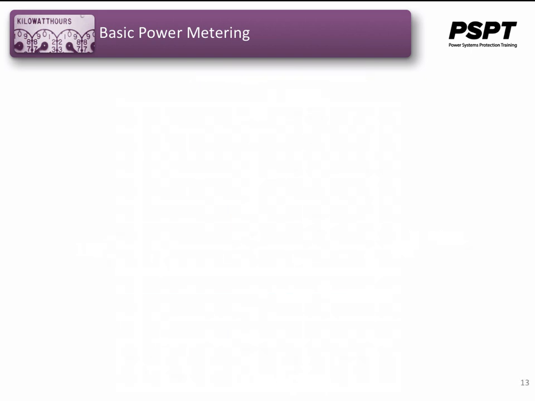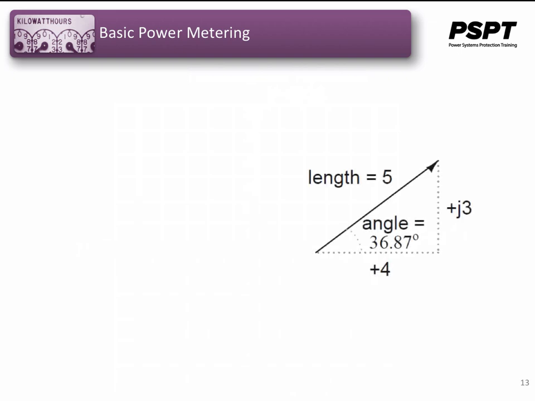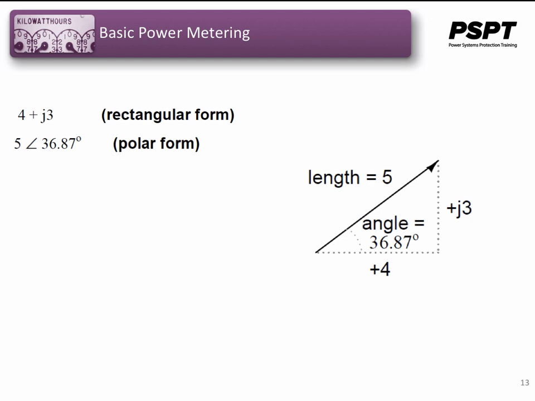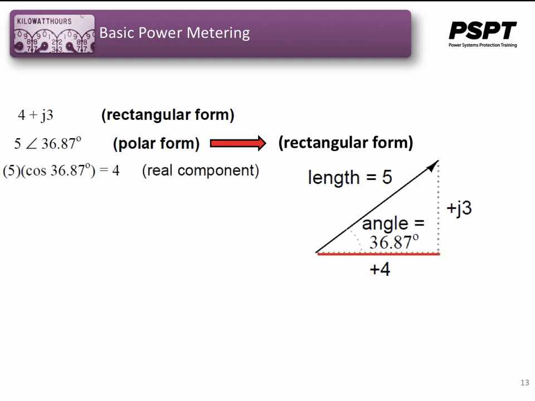Converting from polar to rectangular and vice versa is a very simple process, and it can be demonstrated with this phasor here, and I've described it in both terms, both rectangular and polar form, for convenience. So let's say we have the phasor in polar form, and we want to convert it to rectangular form. So that is, we have 5 at 36.87 degrees, and we want to convert it to rectangular form.